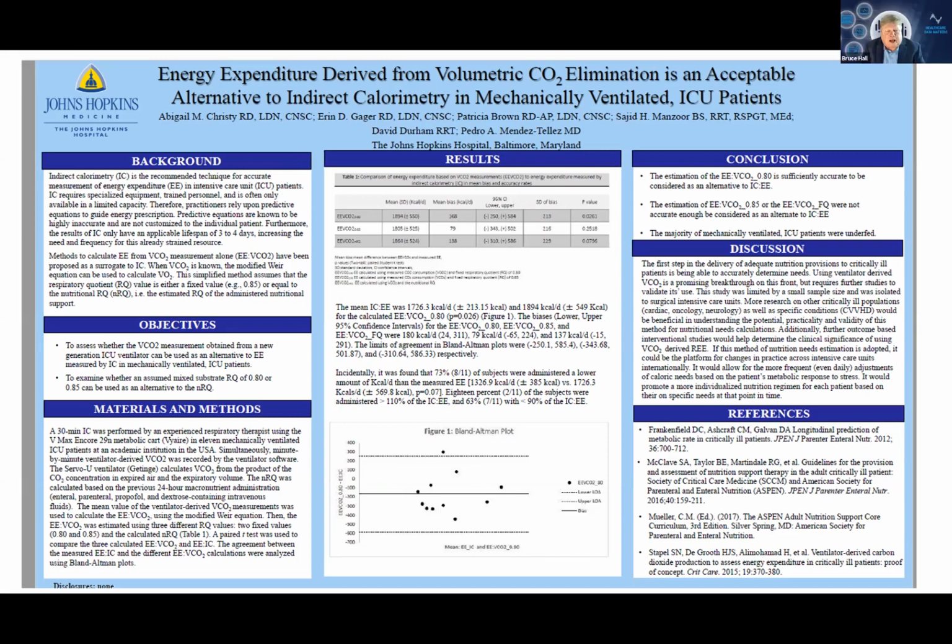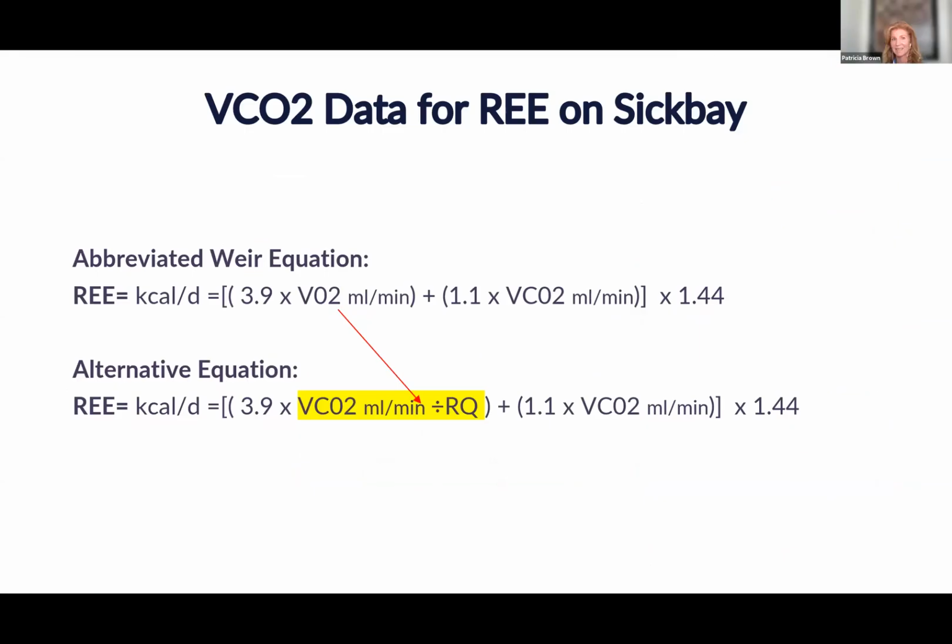Next slide. And I understand you actually have the equation here on the next slide, right? Yes. This is just to show you what I've been talking about. The abbreviated Weir equation on the top is what you would use if you had a metabolic cart and were able to do indirect calorimetry and had the data points of the volume of oxygen, the VO2, and the volume of carbon dioxide, the VCO2. All this new equation really does is substitute the volume of oxygen with the volume of carbon dioxide divided by the RQ. That can give you the resting energy expenditure, which is the actual caloric needs for a critically ill patient in that moment of time.